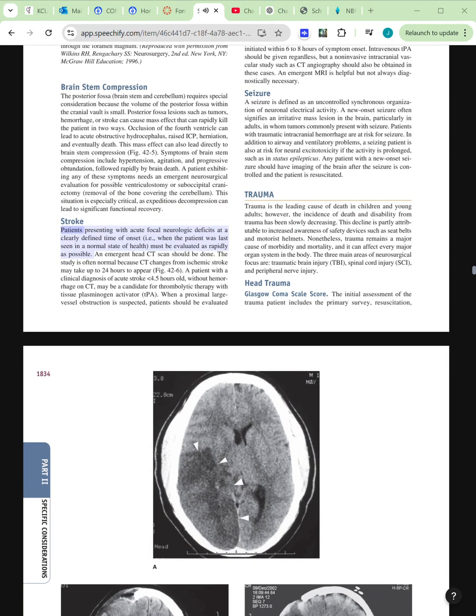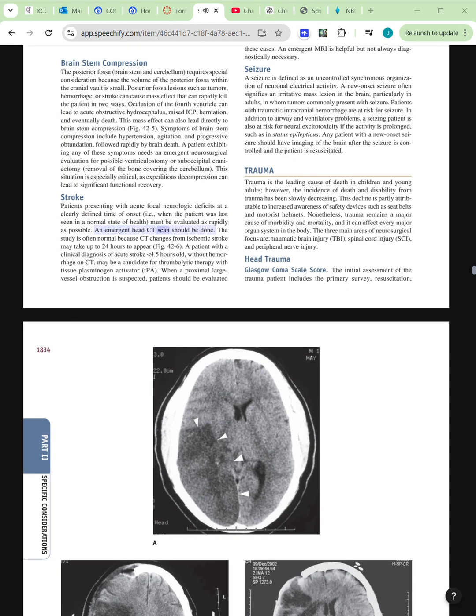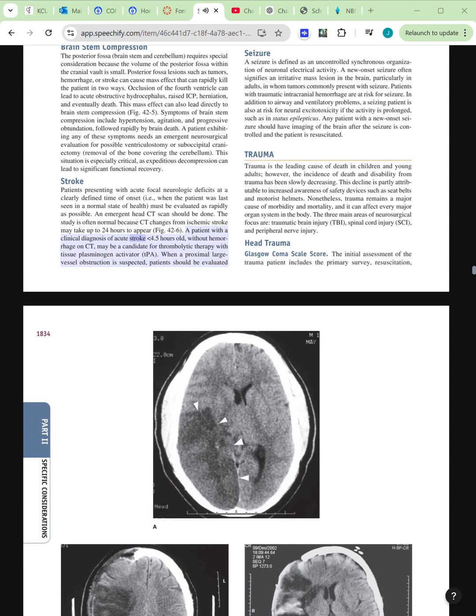Stroke. Patients presenting with acute focal neurologic deficits at a clearly defined time of onset must be evaluated as rapidly as possible. An emergent head CT scan should be done. The study is often normal because CT changes from ischemic stroke may take up to 24 hours to appear. A patient with a clinical diagnosis of acute stroke less than 4.5 hours old without hemorrhage on CT may be a candidate for thrombolytic therapy with tissue plasminogen activator.